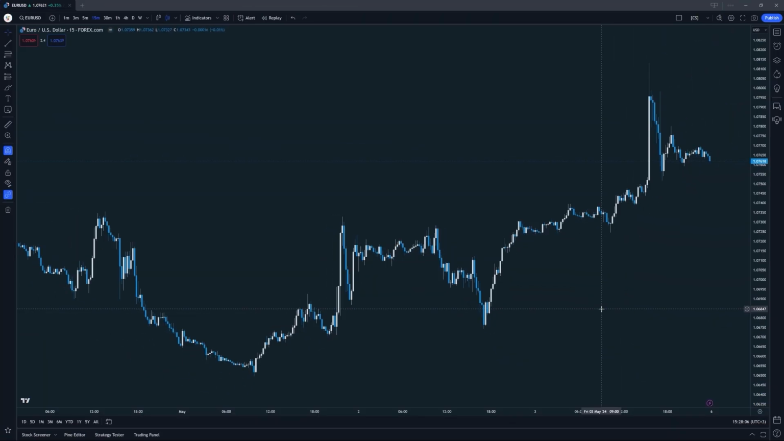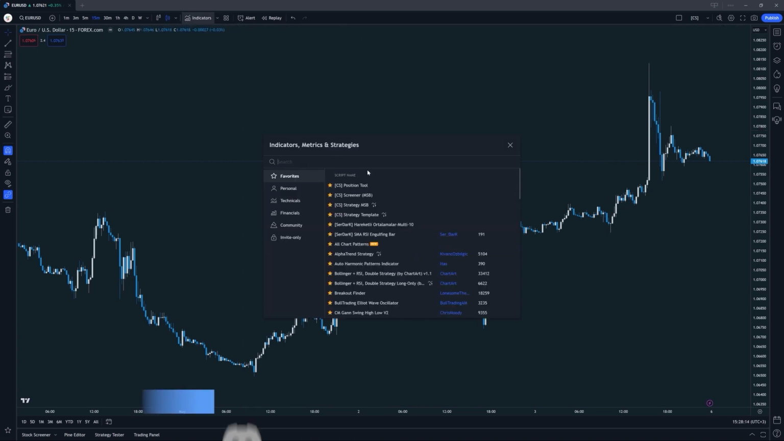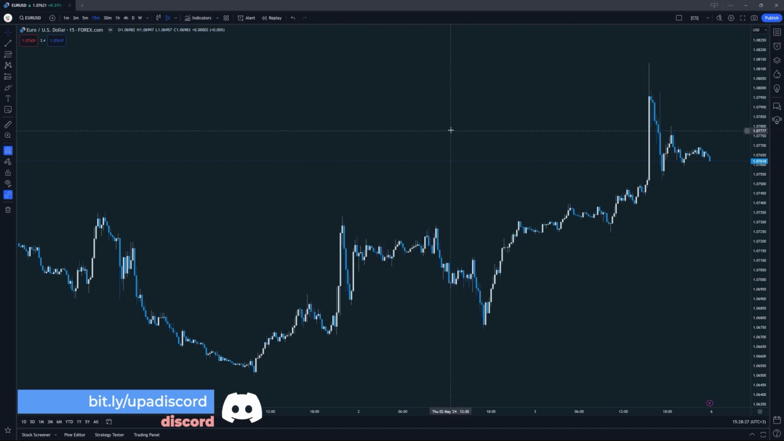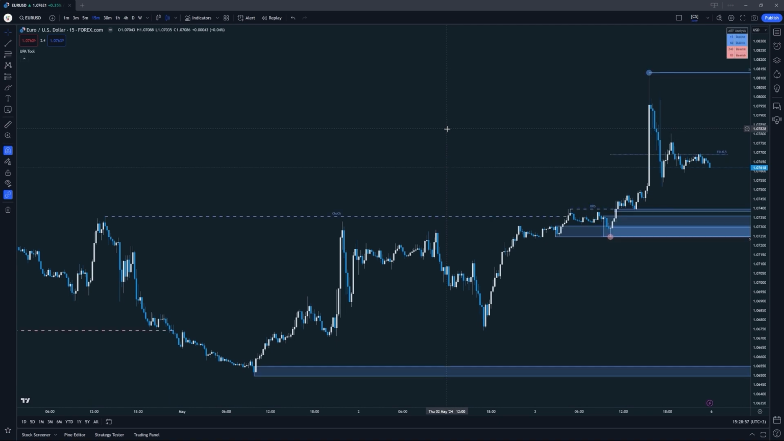Hello, I am going to tell you about the UPA tool. First, let's add the indicator to the chart. For this, we add the UPA tool to our chart by typing UPA from the Indicators section. It may take some time for the indicator to be added to the chart, so we may have to wait. Yes, now the UPA tool has been added to our chart.